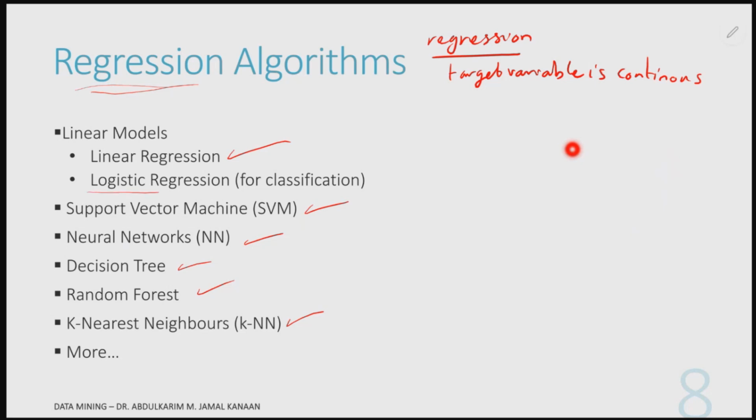How about logistic? Logistic regression has the word regression, but actually it's not used for regression. It is used for classification. So be careful. If I ask you to give me names of algorithms for regression, and you say logistic regression, you lose marks because logistic regression is for classification. The rest can be used for classification or regression, but logistic is used for classification.